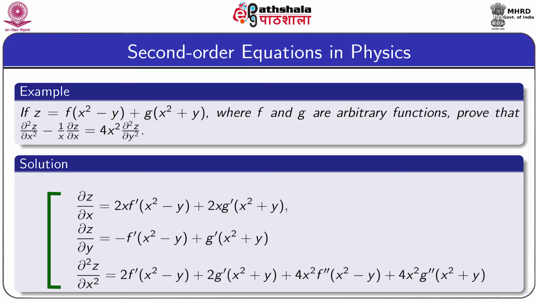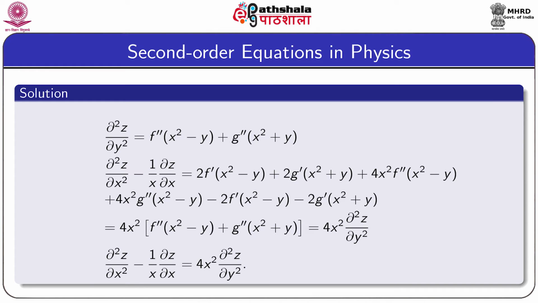So, from these equations we want to obtain a functional relation between the derivatives. For that we need to eliminate the unknown functions, but in these equations the unknown functions are present in the form of derivatives. So, we need to eliminate f dash, g dash, f double dash and g double dash. The expression for del 2z del y square can be obtained in a similar way.